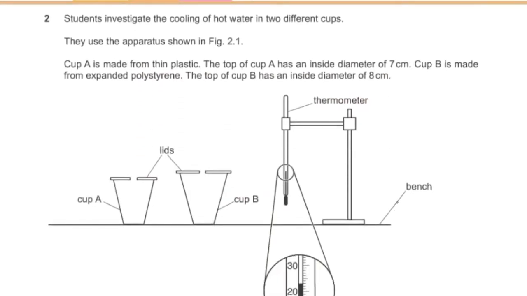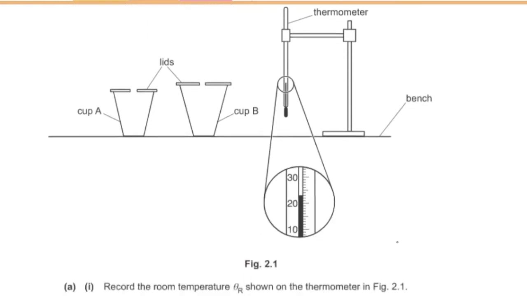Question number 2, students investigate the cooling of hot water in 2 different cups. They use the apparatus shown in figure 2.1. Cup A is made from thin plastic. The top of cup A has an inside diameter of 7 cm. Cup B is made from expanded polystyrene. The top of cup B has an inside diameter of 8 cm.